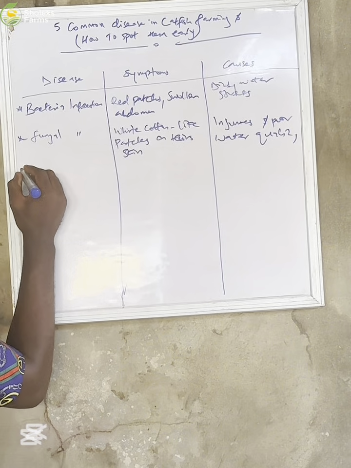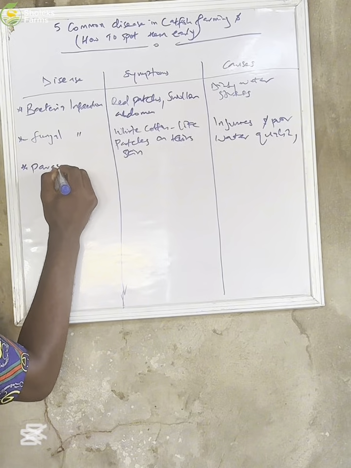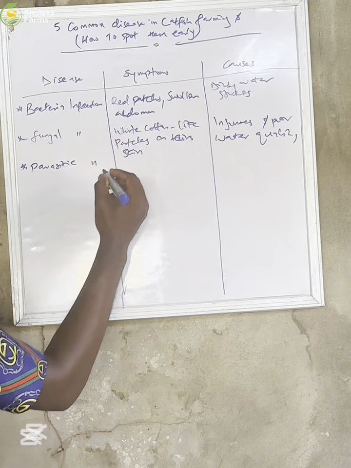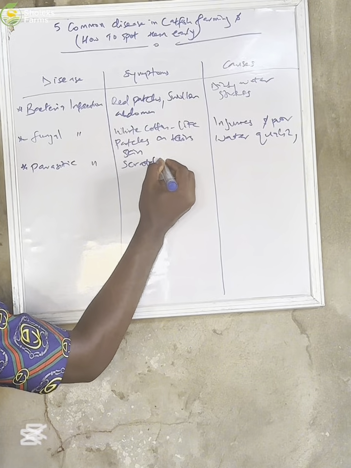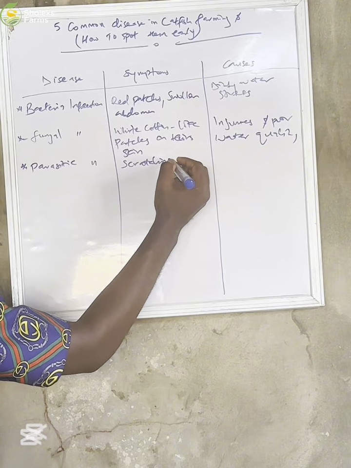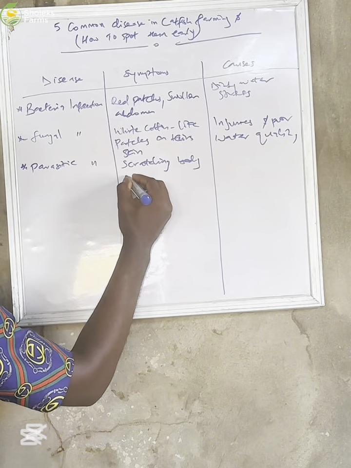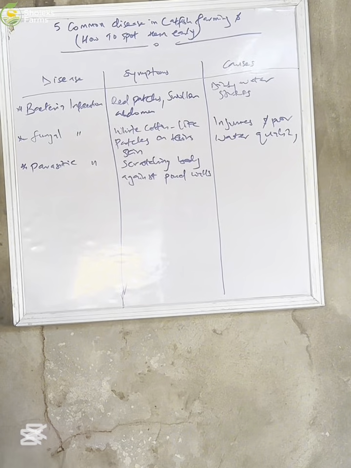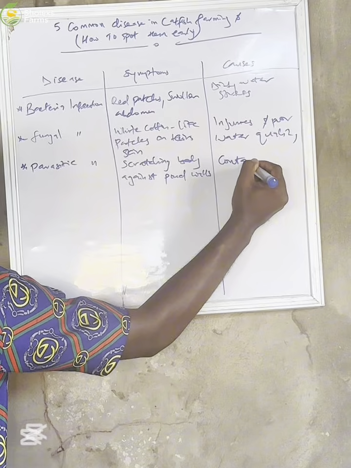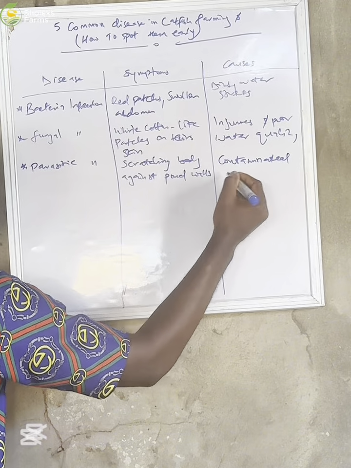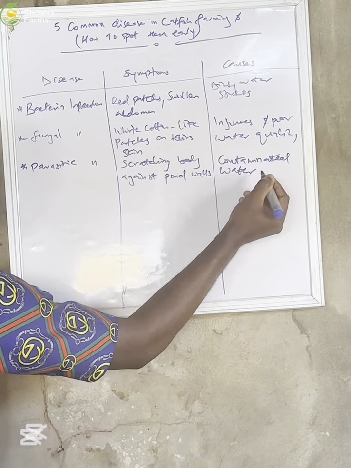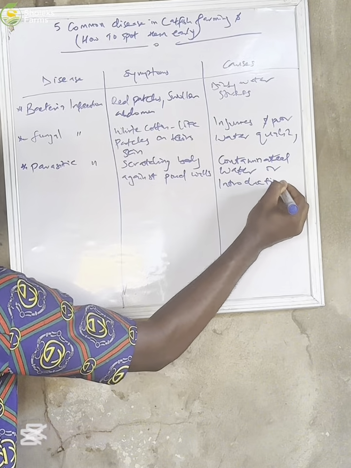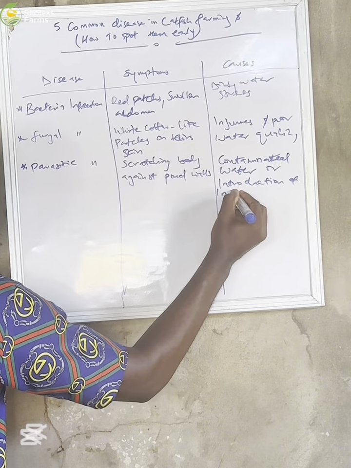Number 3 is parasitic infection. The symptoms are scratching. You will see them scratching their body against pond walls. The causes are contaminated water, or introduction of infected fish.